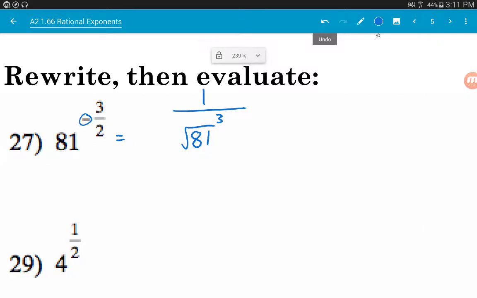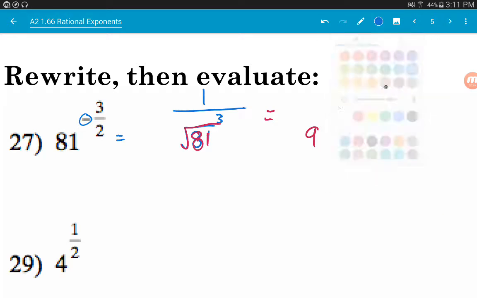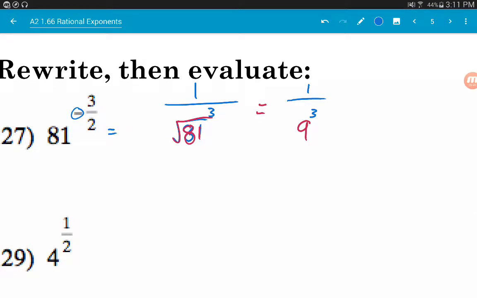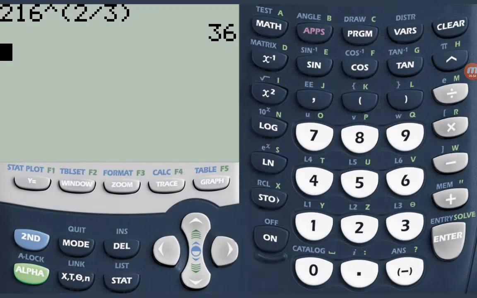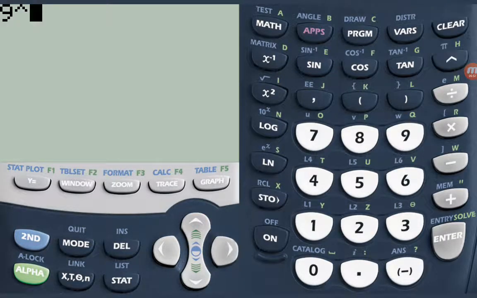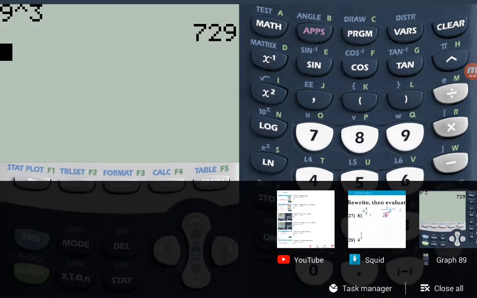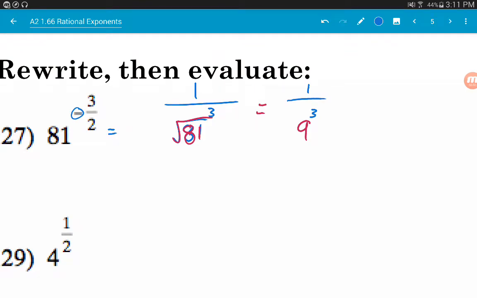Now let's evaluate this. What's the square root of 81? Well, that's 9. So I've got 1 over 9 cubed. 9 times 9 times 9. I might want a calculator for that. Well, I wouldn't, but you probably would. So let's do it on there. 9 cubed is 729. So the final answer is going to be 1 over 729. And that's how I can use the properties of rational exponents to evaluate something that otherwise I would need a calculator 100% to be able to do.